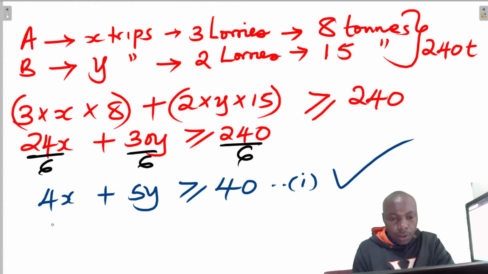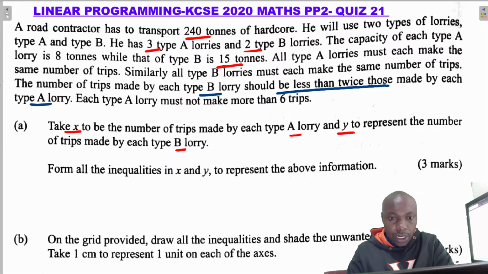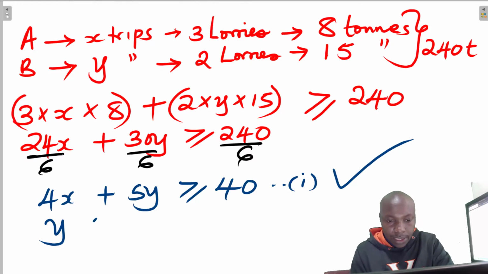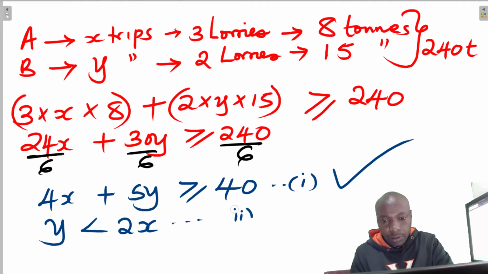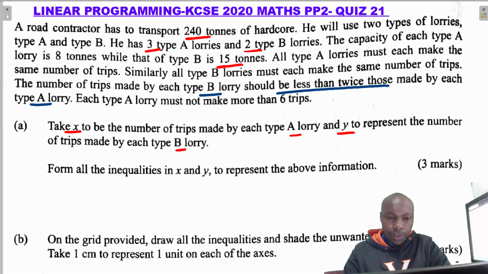That one will be y, the one that represents the number of trips made by type B lorry, and that should be less than twice the number of trips made by type A lorry. Since type B lorry makes y trips, then type A lorry makes x trips. So this is the second inequality. And then we check whether we can form another inequality. The last statement will give us the other inequality.